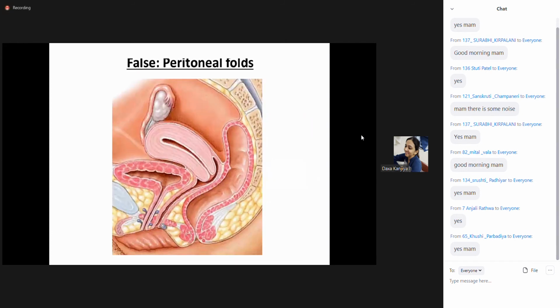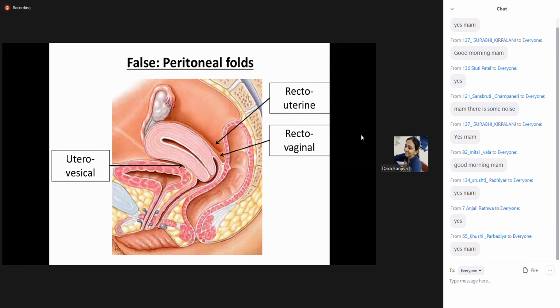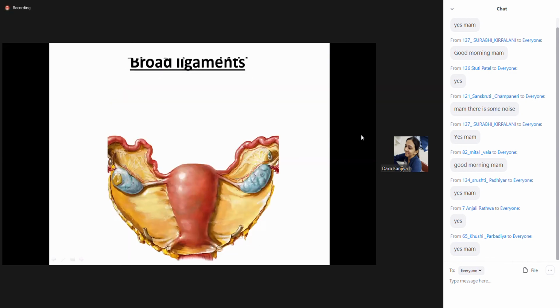Now, which are the false ligaments? These are nothing but folds of the peritoneum between the uterus and the various viscera. Like in front, there is the uterovesical fold between the upper surface of the bladder and the anterior surface of the uterus. Behind, there are the rectouterine fold and the rectovaginal fold between the vagina and the rectum. The main false ligament is the broad ligament, which can be asked as a 3-mark short note. Broad ligament itself can be asked as a short note.